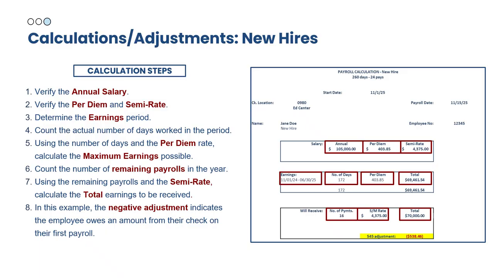Finally, the difference between your maximum earnings and the pay you will receive for the remaining payrolls in the school year is the adjustment, which may be positive or negative. In this case, the employee owes just over $500 based on their total days worked for the year at their rate of pay.